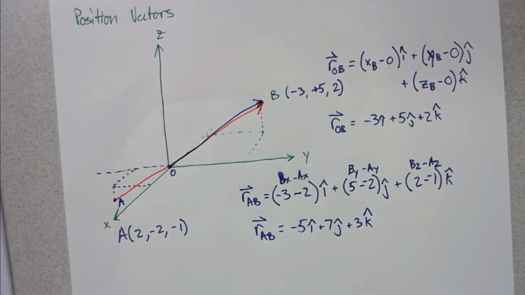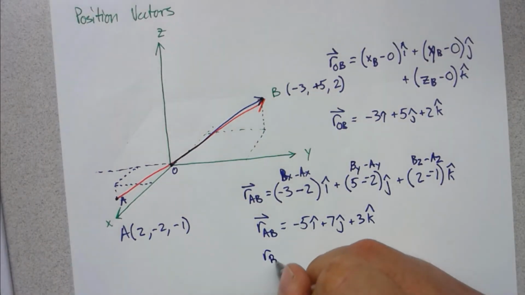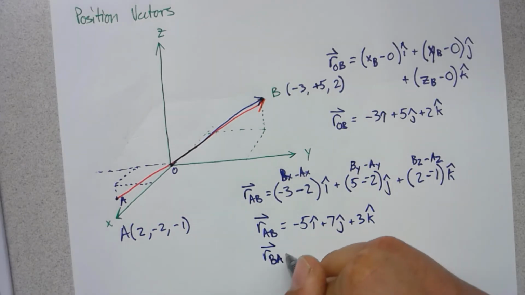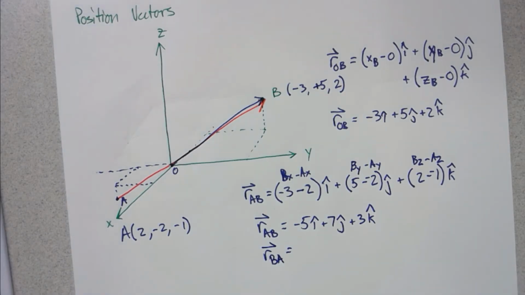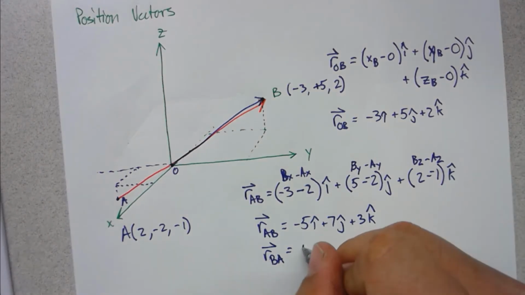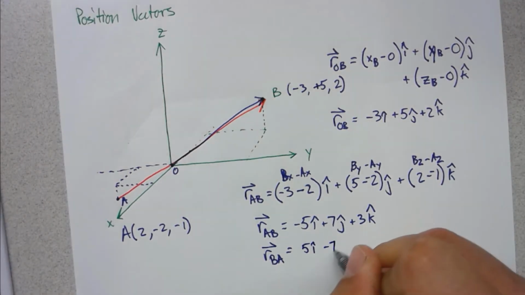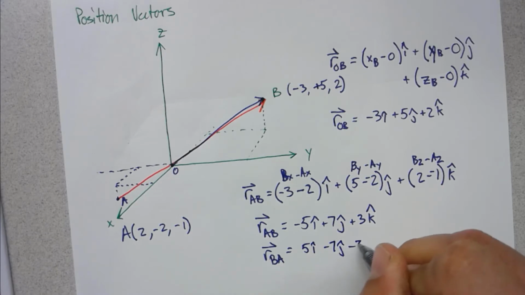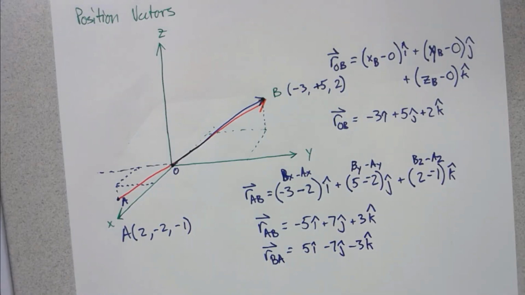Right? Everyone okay with that? All right? So then what's R, B to A? Just change all the signs, right? Just going the other way, so it's opposite. Okay?